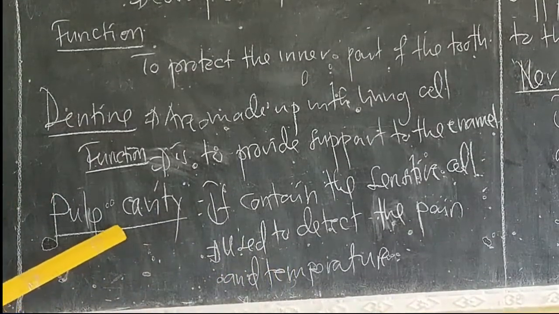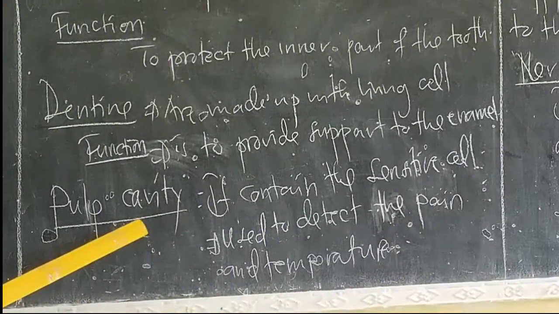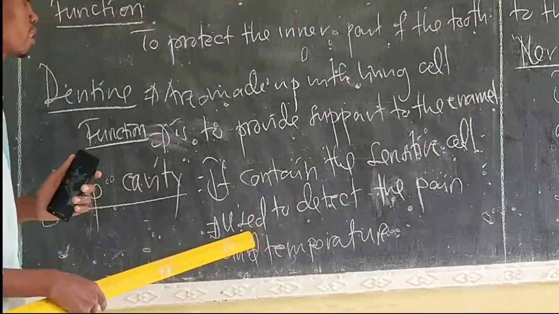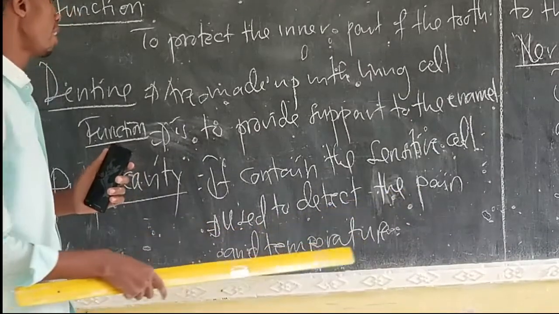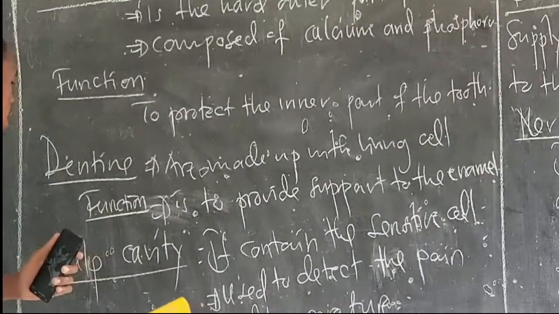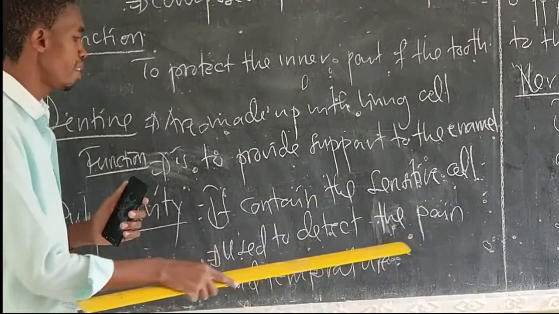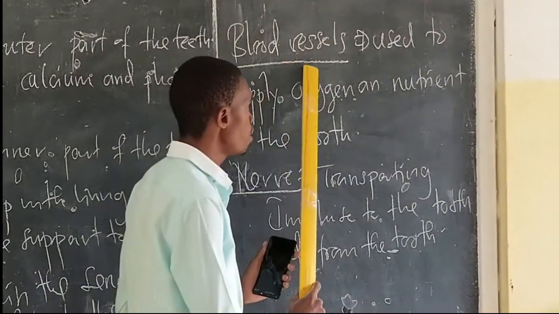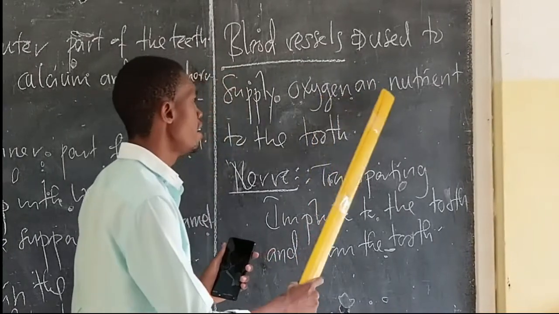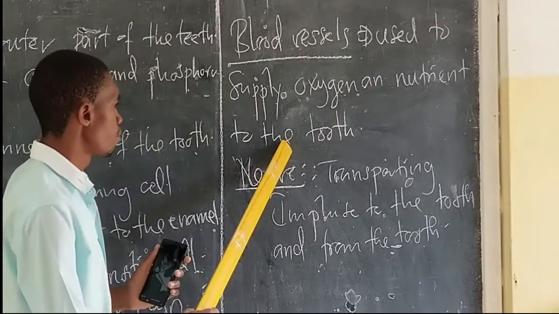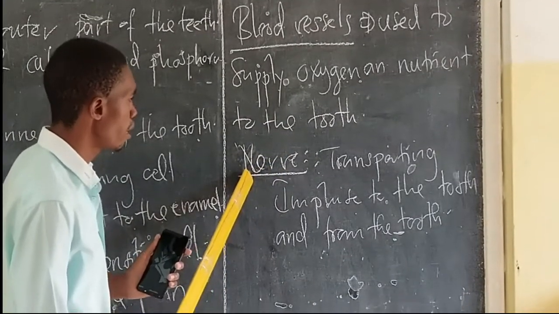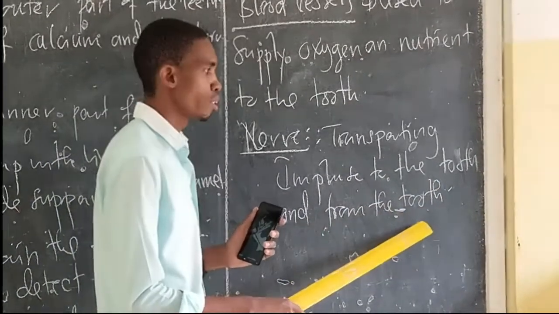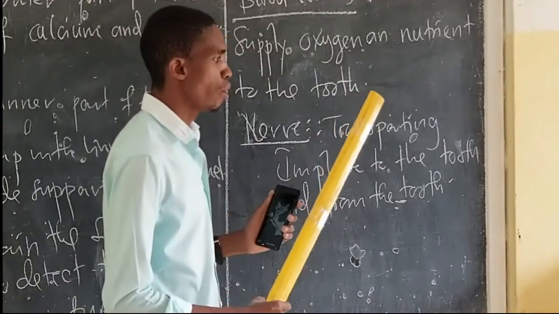Another part, we have the pulp cavity. The pulp cavity contains the sensitive cells, and the function of this one is to detect the pain and the temperature. Another part, we have the blood vessels. The function of blood vessels is to supply oxygen and nutrients to the tooth. As well as the last part, we have the nerves. The function of the nerve is to transport impulses to the tooth and from the tooth. That is the functioning of the inner part of the tooth.